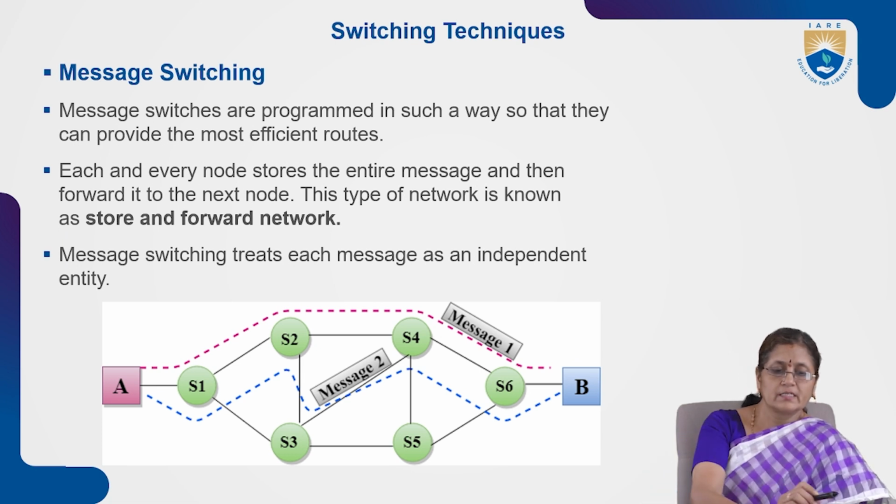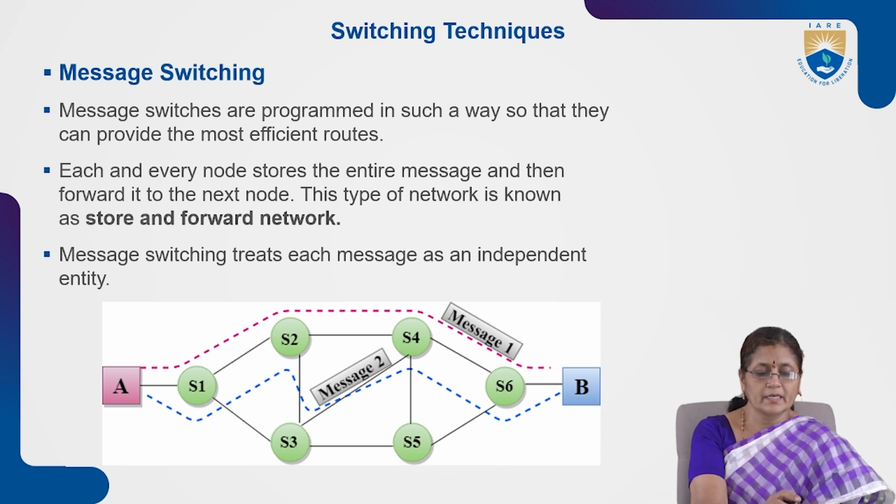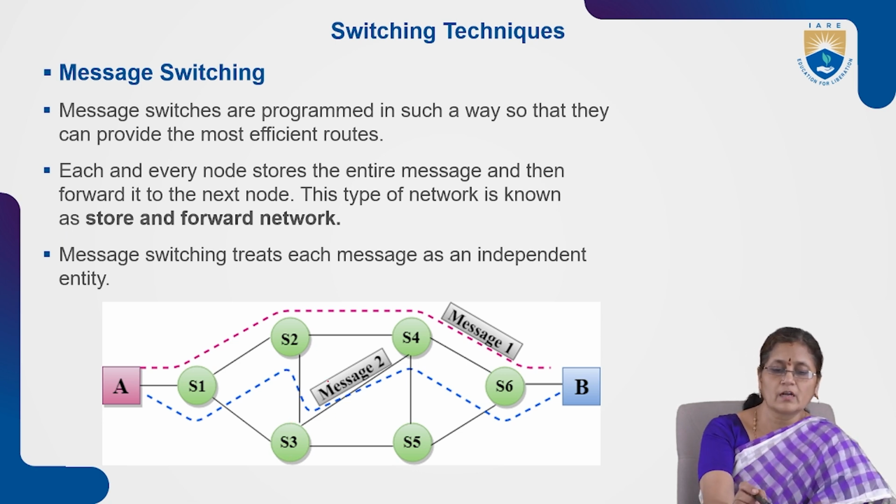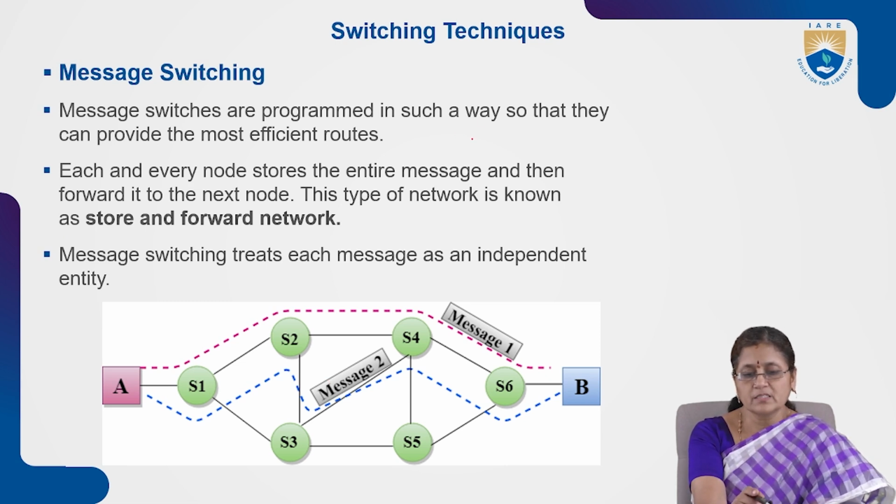Let us understand the message switching technique with the help of a pictorial representation. The figure shows A as the sender and B as the receiver, and in between, S1 to S6 are the intermediate nodes. How does message switching take place? These message switches, S1, S2, S3, S4, which we call intermediate nodes or switches, are all programmed in such a way that they can provide the most efficient routes.